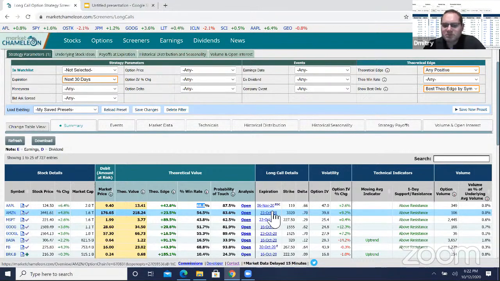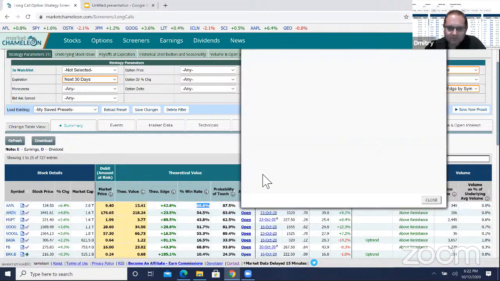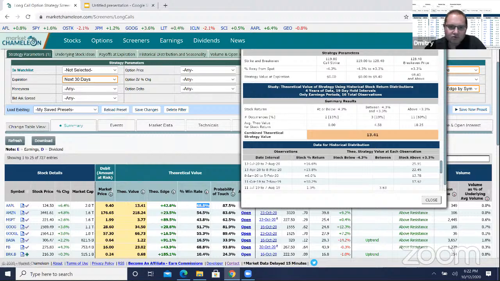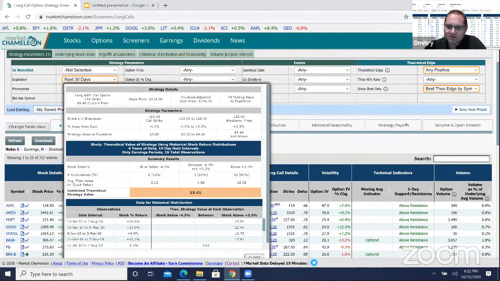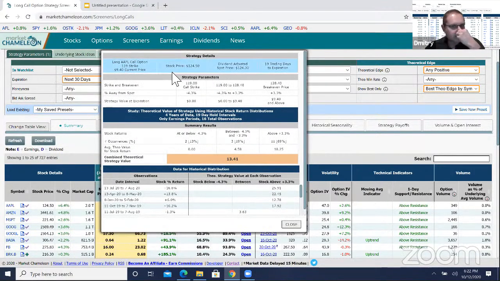So the win rate is basically calculated like this. Over here, you see we have 68.8%. So let's take a look at it. Let me move this around a little bit because I have stuff on my screen. So over here, this is what the call would look like. We're looking at the 119 call. The option is $9.40, right? The stock is $124.50. There's going to be a dividend in there, so this is adjusting for the dividend. 19 trading days to expiration.